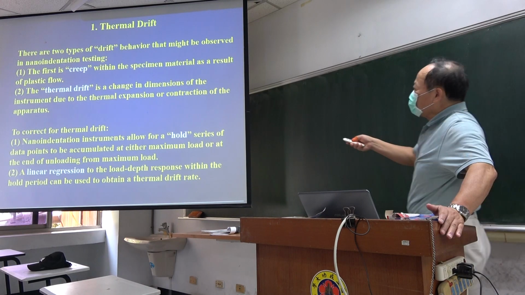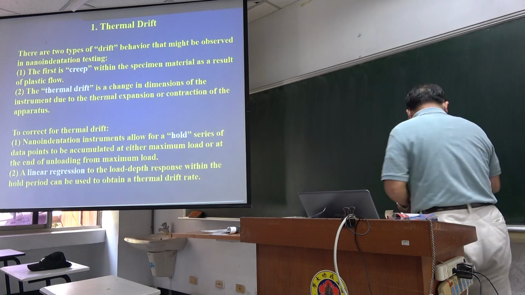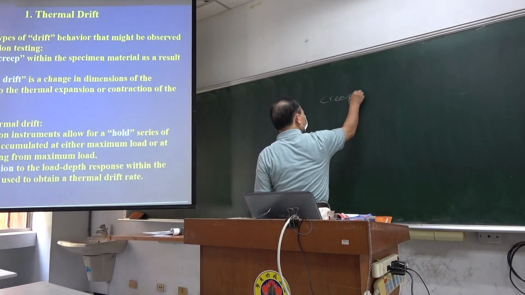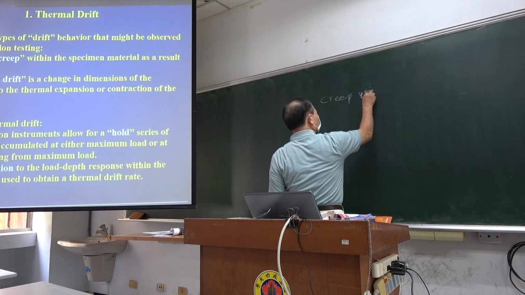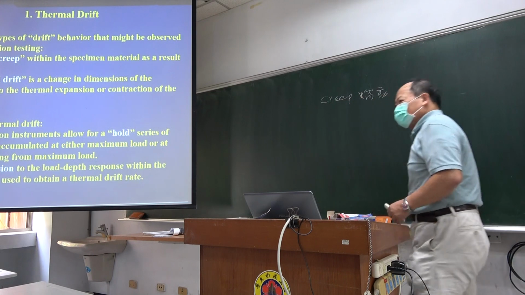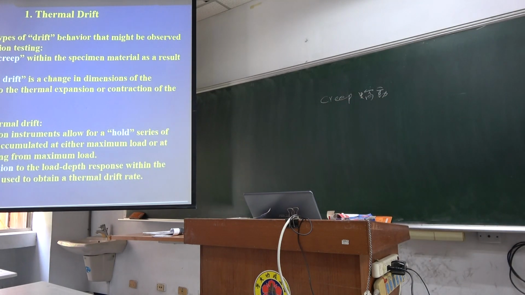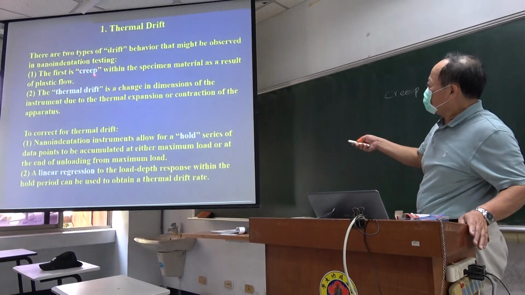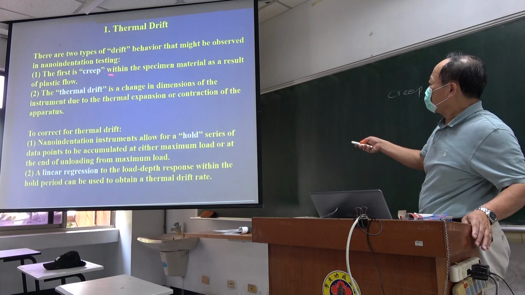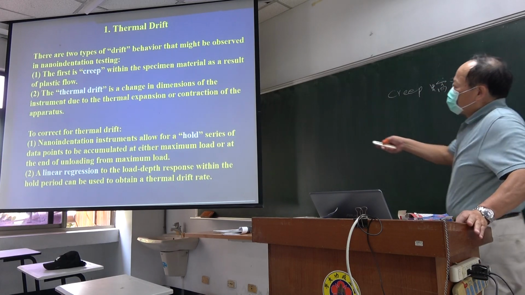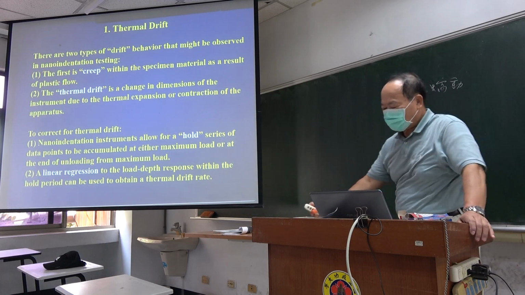The first one we call the creep. Creep is 蠕变, 蠕动. It means that the material is moving at a very slow speed. Okay, very slow velocity. This we call the creep. This creep is created by the material's plastic deformation.